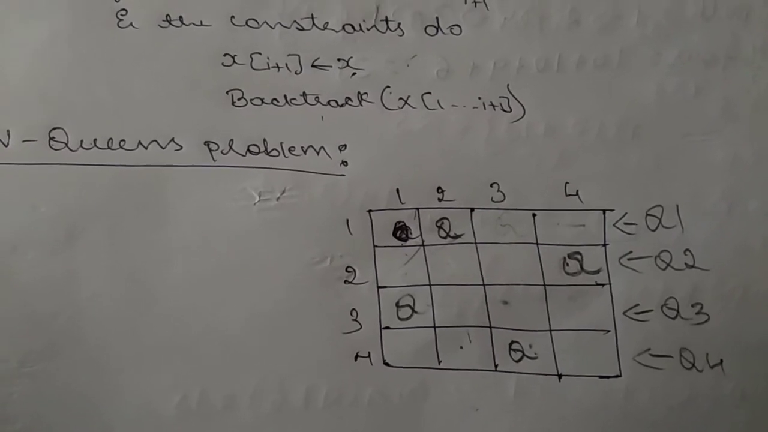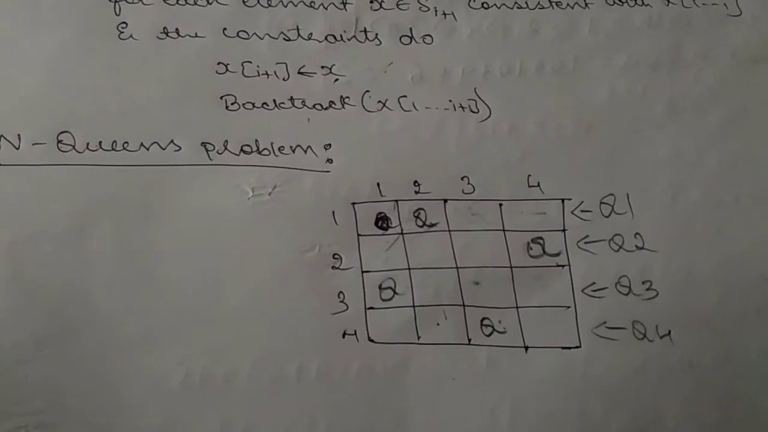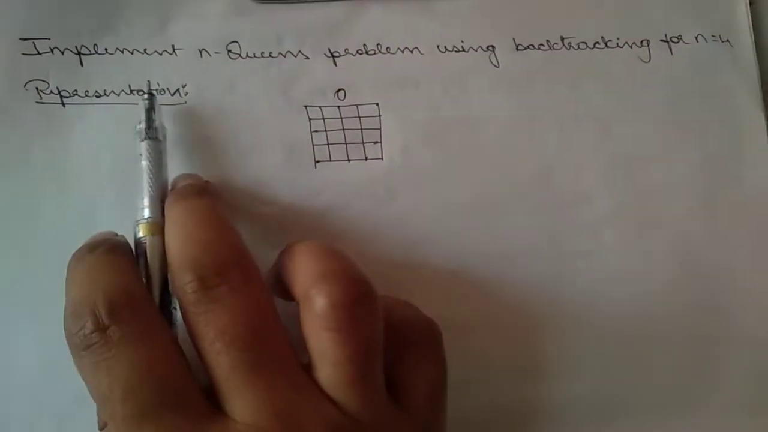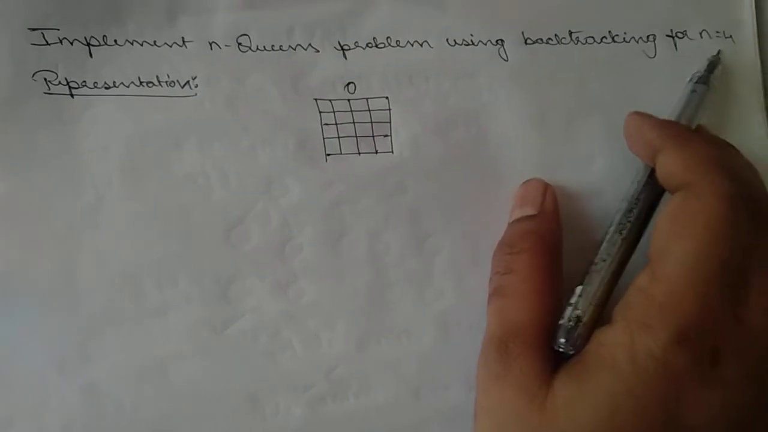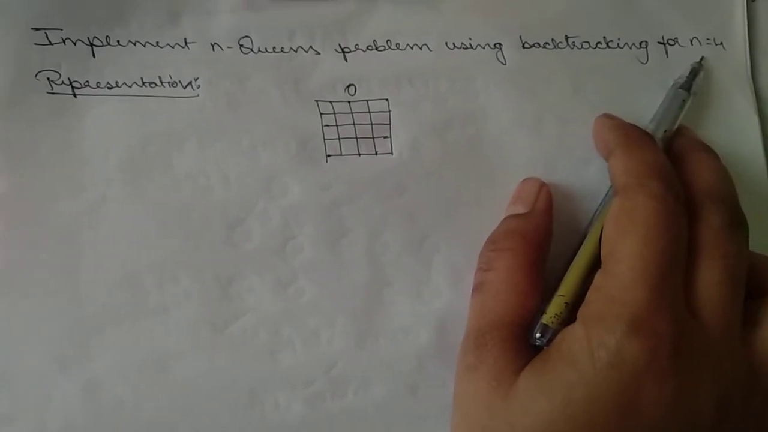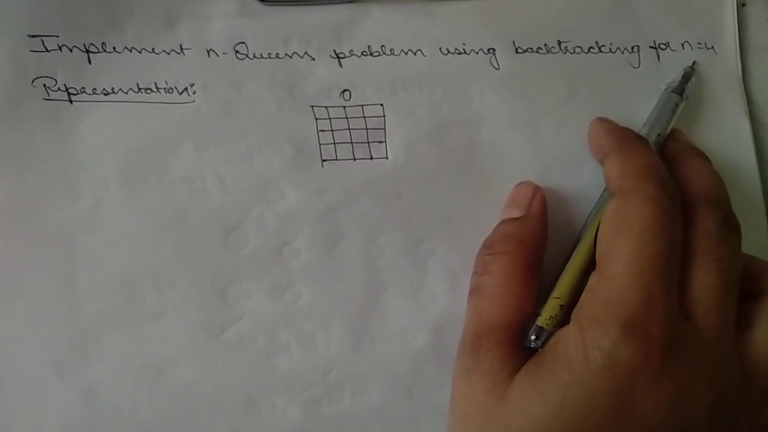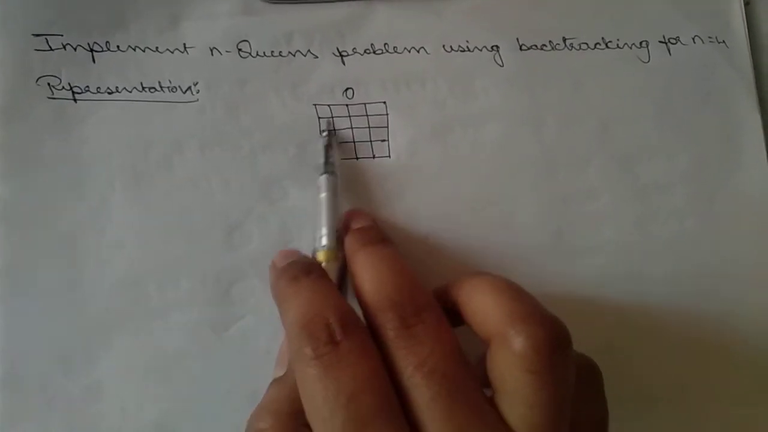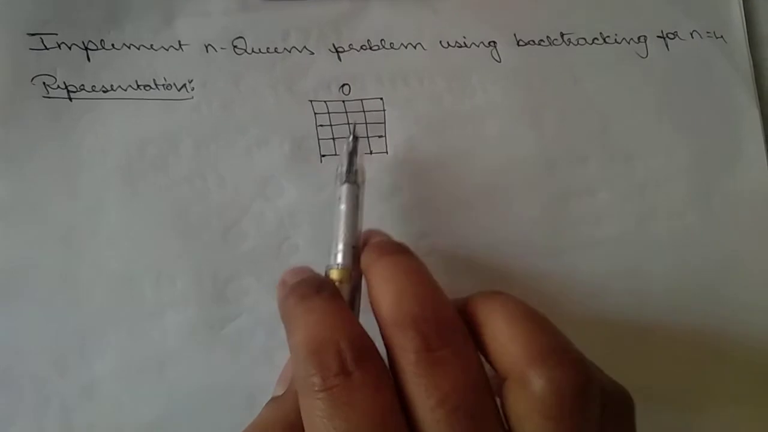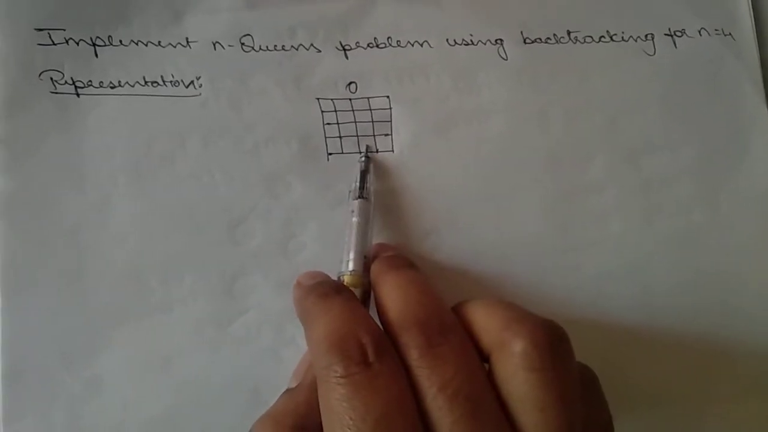Next we'll go for the problem. Let me see the problem: implement the n queens problem using backtracking for n is equal to 4. What is the meaning of n is equal to 4? It means you have to take a 4 cross 4 chessboard, and you have to place 4 queens on this one. That is the meaning of this one.